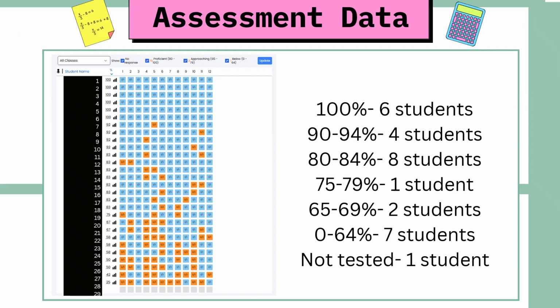What you see reflected on your screen is the data from one of the third grade classes. Out of this class, there were 29 students. 28 students were able to take the assessment. Out of those 28 students, as you can see, 75% of those students scored between 65 and 100%. The other 25% scored between 0 and 64%, with one of those students not being tested.